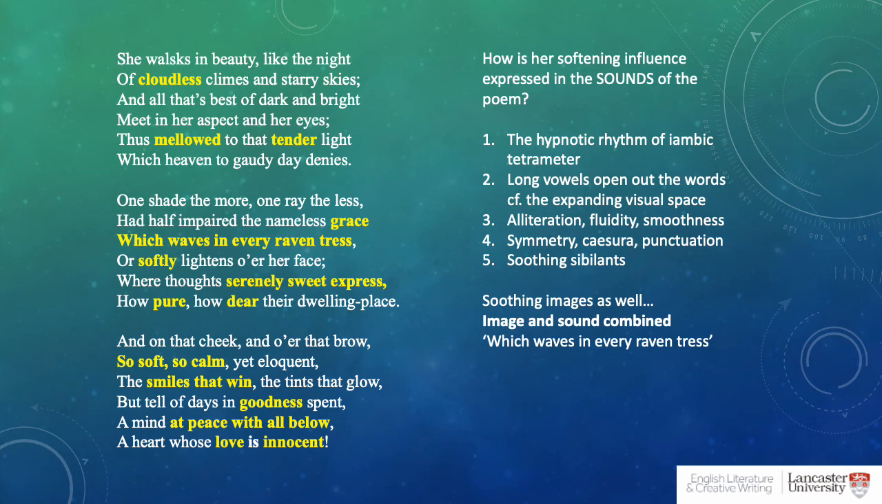And then I'm taken through to see the light going along her black hair, which waves in every raven tress. There the sound and the images come together. And he's throwing splashing light on her face. And he's suddenly flashing a smile from that face and giving us glowing tints and so on. So the images and the sounds of the poem work together to create this soothing, but also quite dynamic and fluid picture and sound that is the poem.